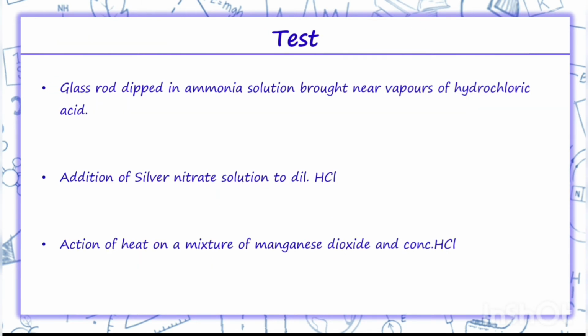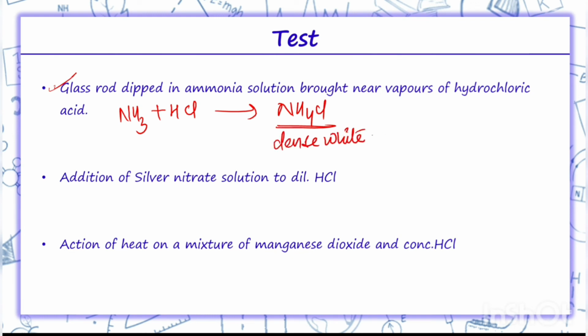Now coming on to the test of HCl acid. A glass rod dipped in ammonia solution, when brought near the vapors of HCl acid, forms dense white fumes of ammonium chloride, NH4Cl. Thus we observe dense white fumes of ammonium chloride.